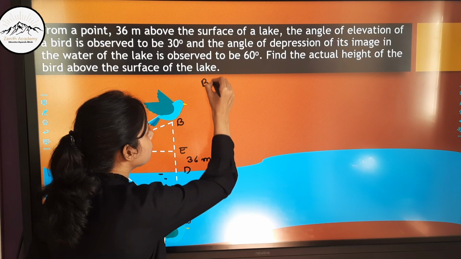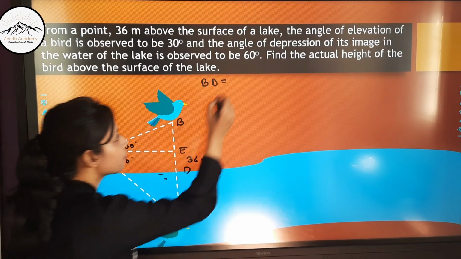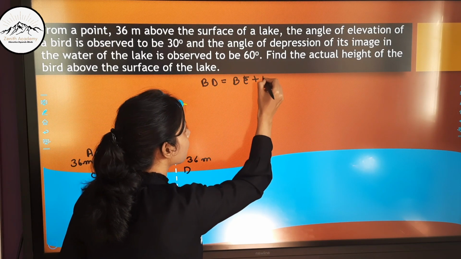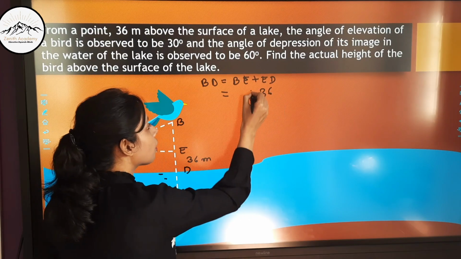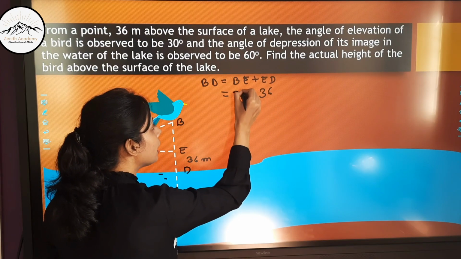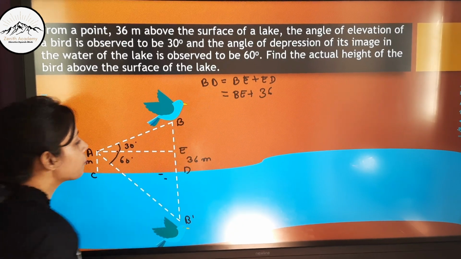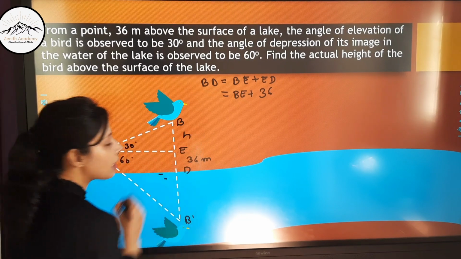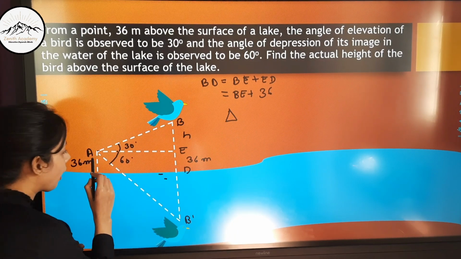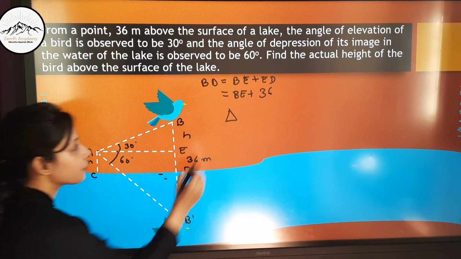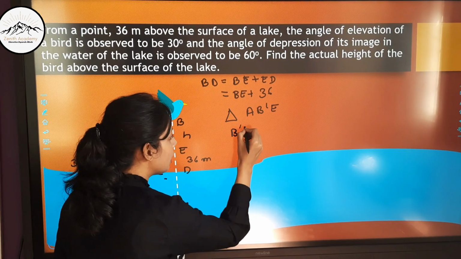Now what is BD? Here from the figure we can see it is equal to BE plus ED. ED we know as 36 meters. So what we need to find is BE. If we find BE, we can easily find BD. So let's say this is H for triangle A B dash E. What is B dash E here?